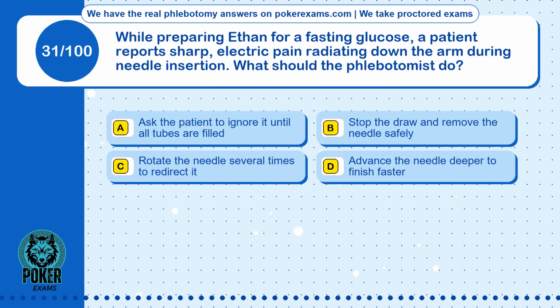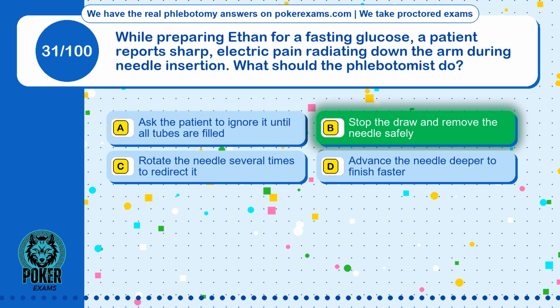Question 31. While preparing Ethan for a fasting glucose, a patient reports sharp, electric pain radiating down the arm during needle insertion. What should the phlebotomist do? Option A. Ask the patient to ignore it until all tubes are filled. Option B. Stop the draw and remove the needle safely. Option C. Rotate the needle several times to redirect it. Option D. Advance the needle deeper to finish faster.